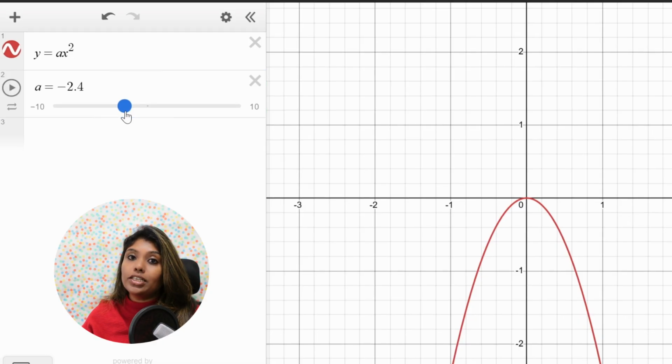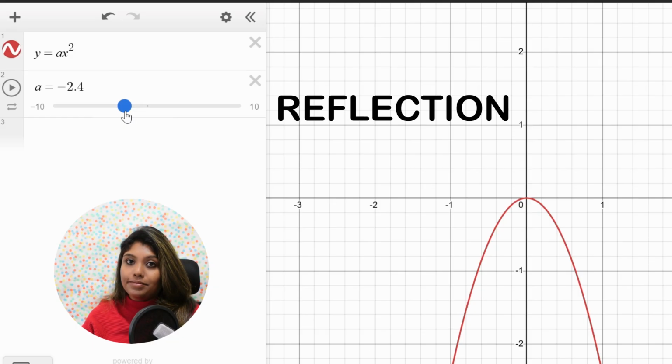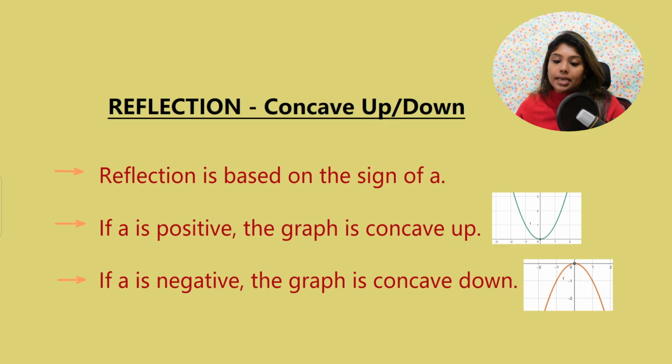This movement of the parabola from concave up to concave down, or concave down to concave up, is called reflection. Now let's take some notes. Reflection basically gives you an idea of whether the parabola opens upwards or downwards. If the value of a is positive, then the parabola opens upwards. If the value of a is negative, then the parabola opens downwards.